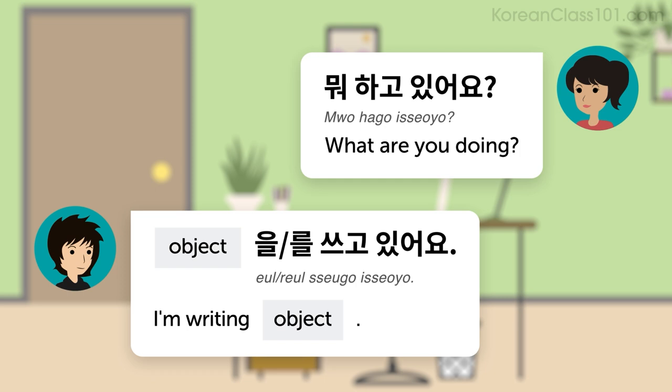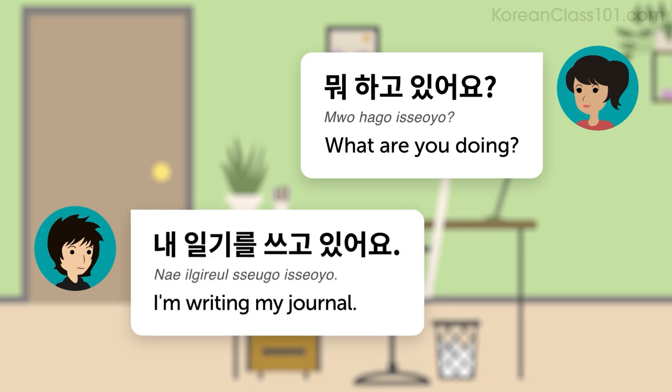The pattern is Object. 을 쓰고 있어요. This Korean sentence literally translates as, I object writing about am. But it means, I'm writing object. For example, I'm writing my journal. 내 일기를 쓰고 있어요.